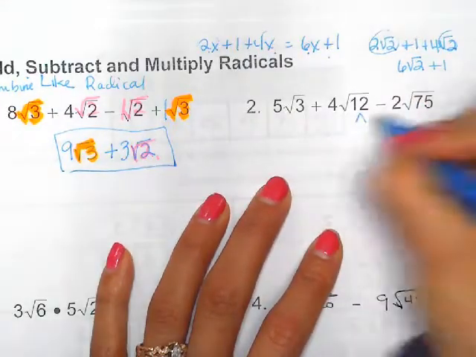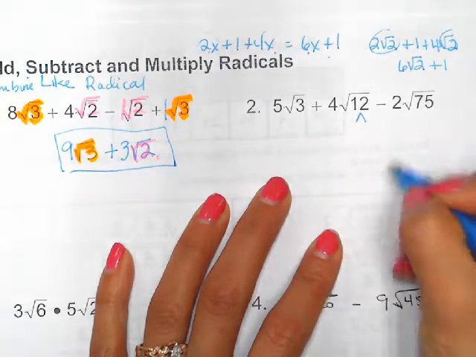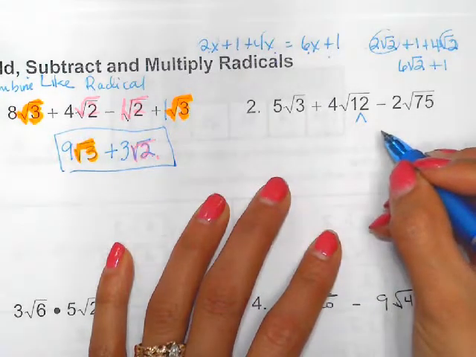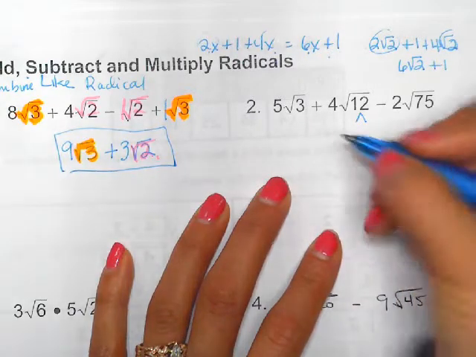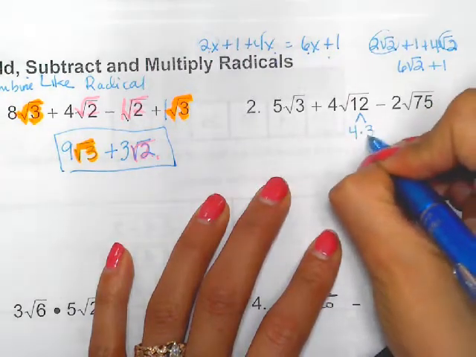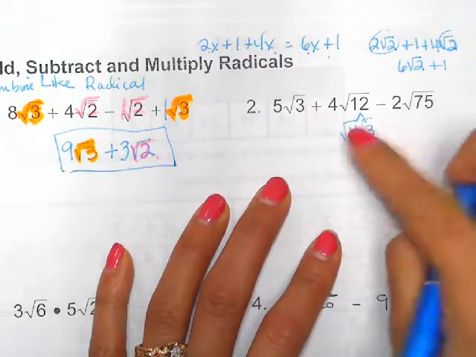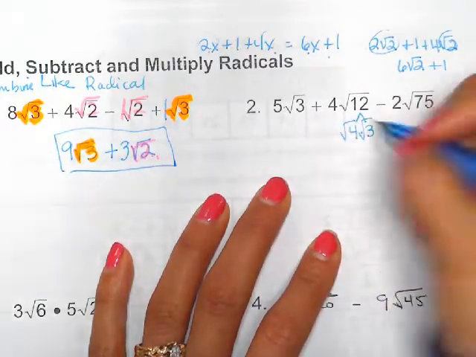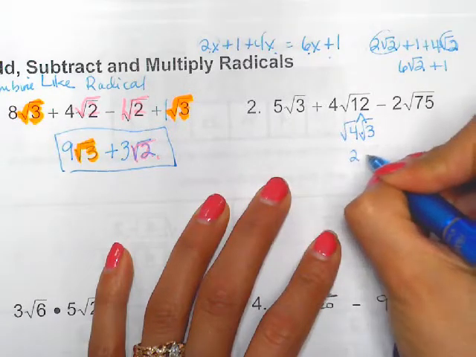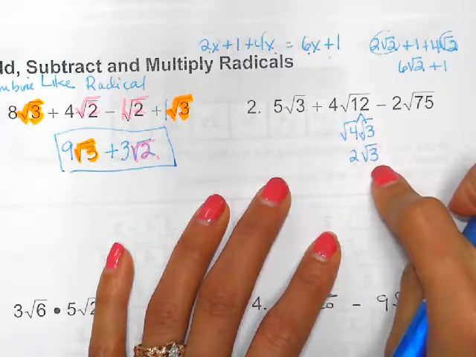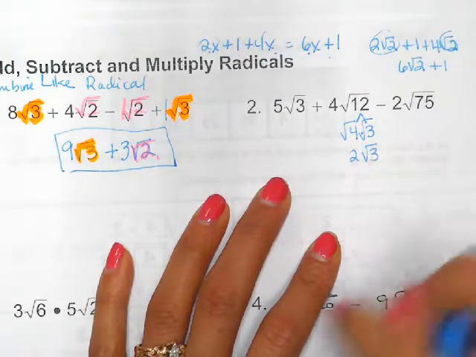12 can be broken down into 2 times 6 or 4 times 3. Now 2 and 6 are not perfect square numbers, neither one of them. So we're going to go with 4 times 3. 4 times 3 gives me 12, and 4 will be a perfect square number, and I can square root it. The square root of 4 is 2, and then the square root of 3 does not have a perfect square, so we just bring it down inside the radical.